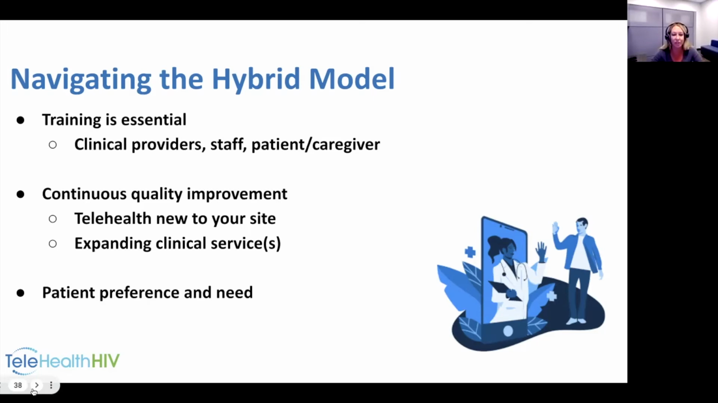So that's just something to consider as you're navigating this new hybrid model. The other thing needs to be, what does the patient want to do? Do they feel comfortable using telehealth?